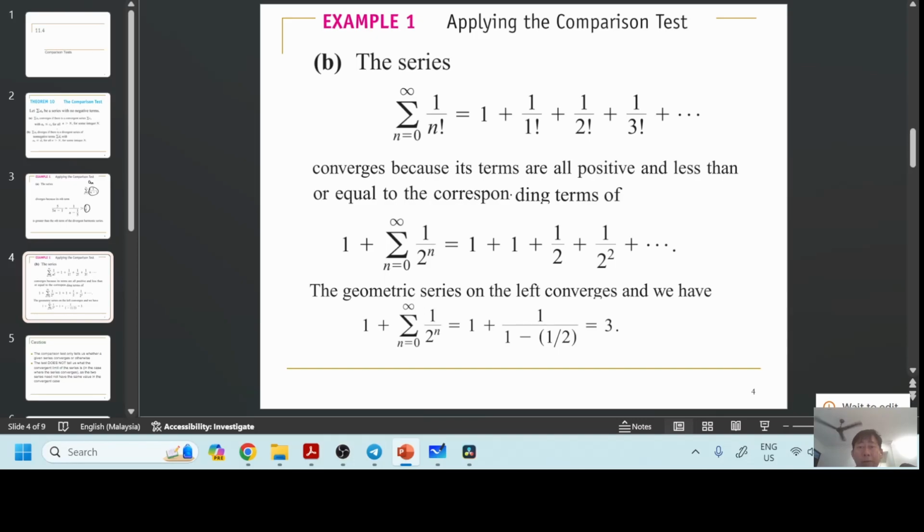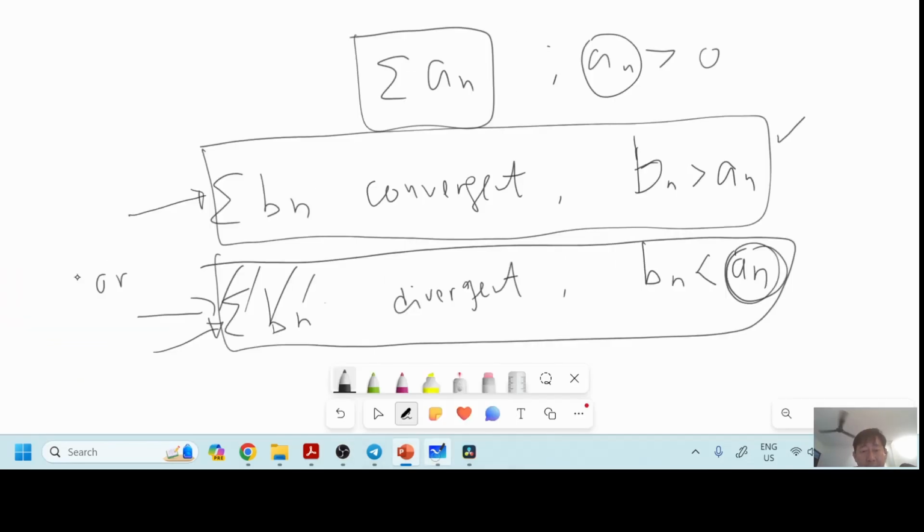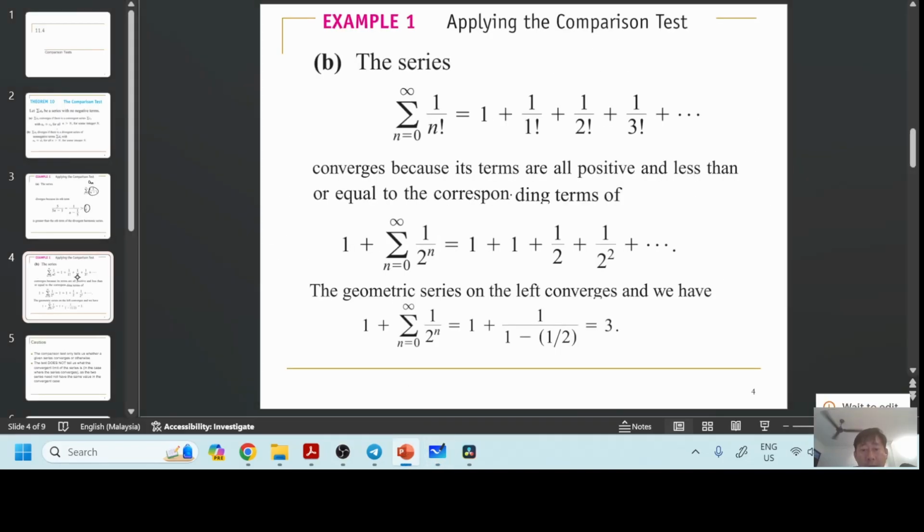In example 1b, we have proved the existence of another series which is convergent and term by term larger than the term in the series An we want to check for its convergence. Here is the series Bn that is term by term larger than the corresponding term in An. Therefore, we have proven the convergence of the series An.